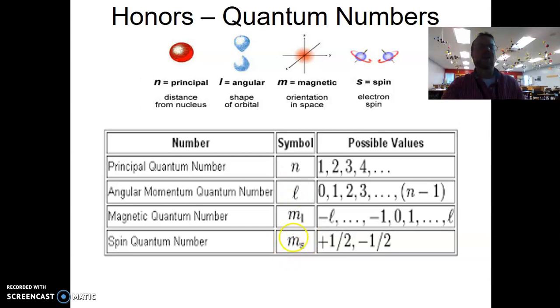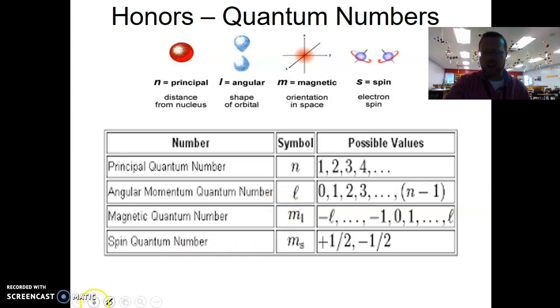So the idea here is that no two houses have the same address, just like no two electrons can have the same set of 4 quantum numbers. If you have all 4 quantum numbers, they are going to give the specific location of an electron in an electron configuration.